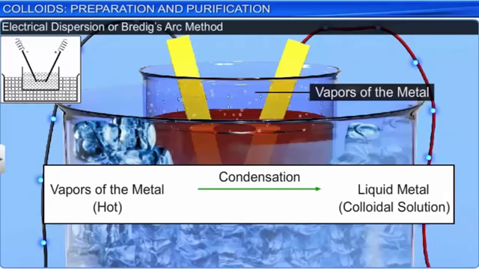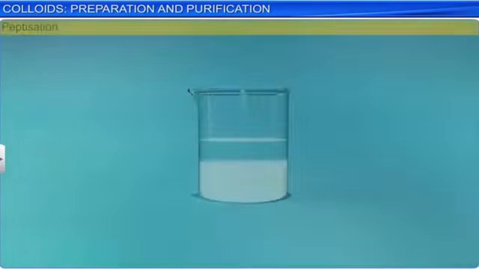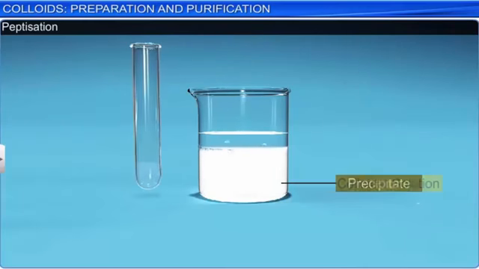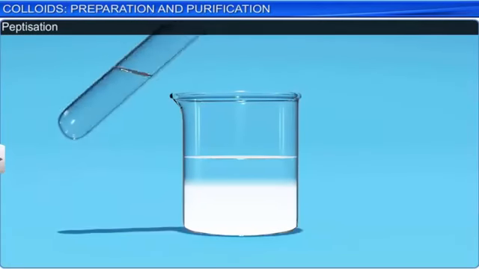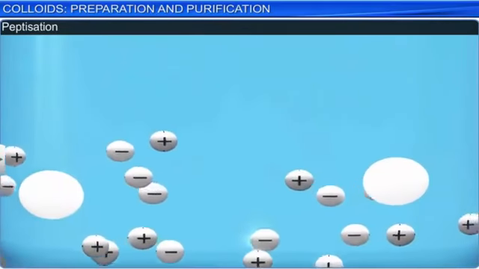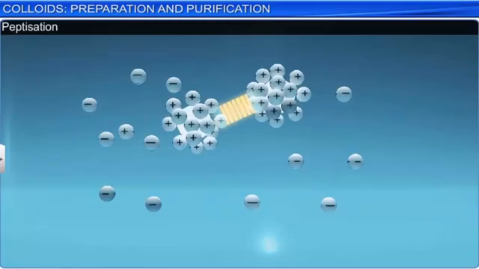We will now discuss the preparation of sols by the peptization method. Peptization is defined as the process of converting a freshly prepared precipitate into colloidal form by adding a small amount of a suitable electrolyte. The electrolytes used for this purpose are called peptizing agents. This process involves the preferential adsorption of suitable ions from the electrolyte by the particles of the precipitate to form charged species. These charged species repel one another, and as a result, the precipitate disintegrates into colloidal-sized particles.